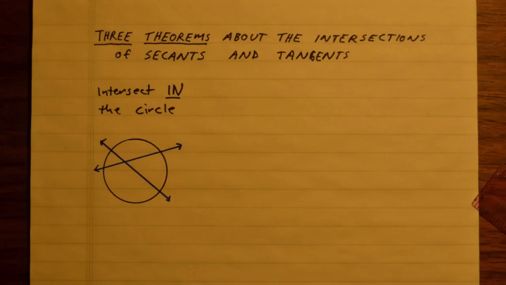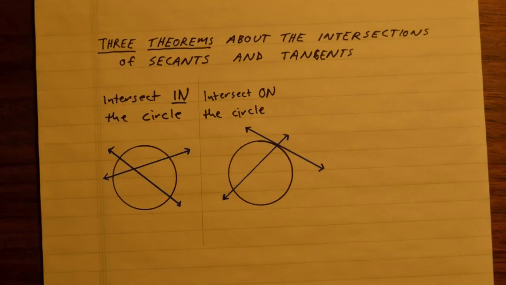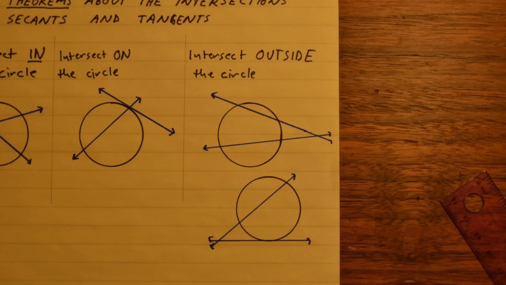So that's one example. We also have an example where the secant and a tangent intersect on a circle. And finally, where the secants or tangents intersect outside of the circle. So here we have two examples. We have one example with two secants, another example with a secant and a tangent line.